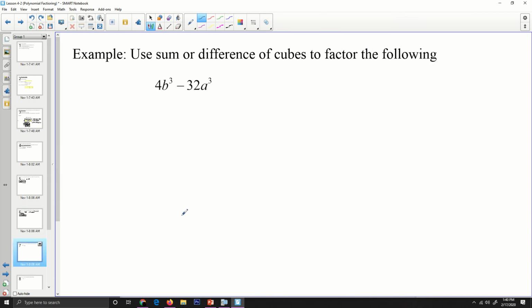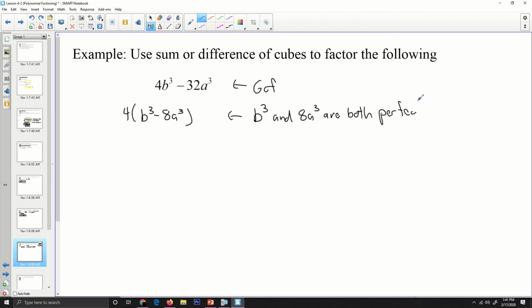Next, use the sum or difference of cubes to factor the following. Again, I'm going to look at this thing, and the first thing I want to do is try to use a GCF. I notice that 4 divides both of these, so I'm going to divide the 4 out. And I'll have b to the third minus 8a to the third. Both b to the third and 8a to the third are perfect cubes.